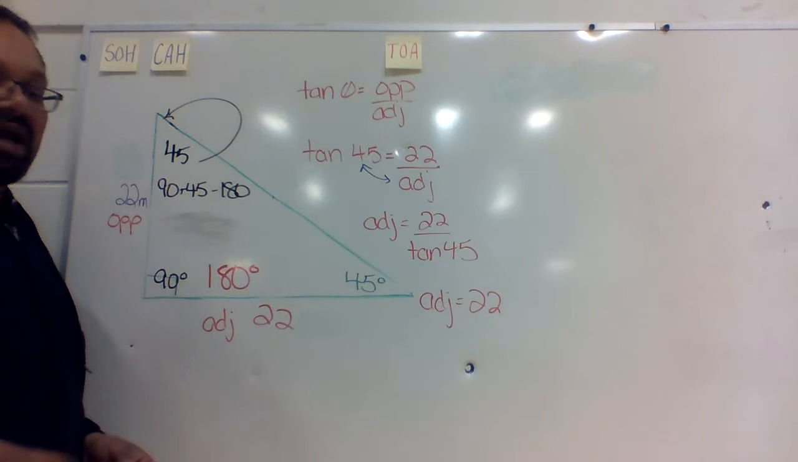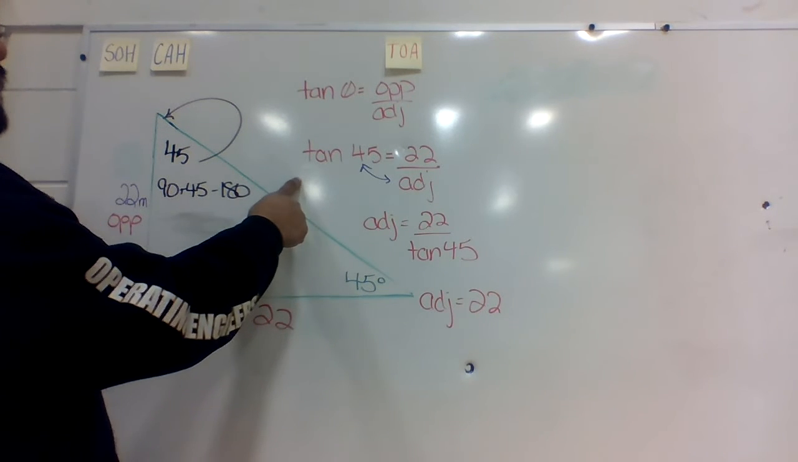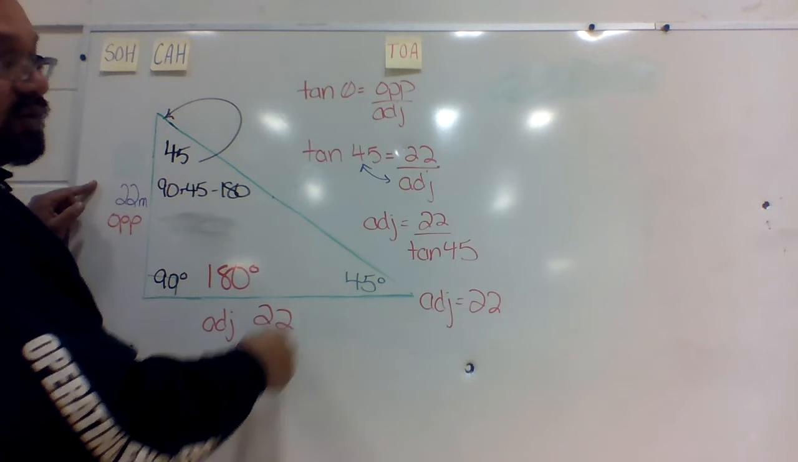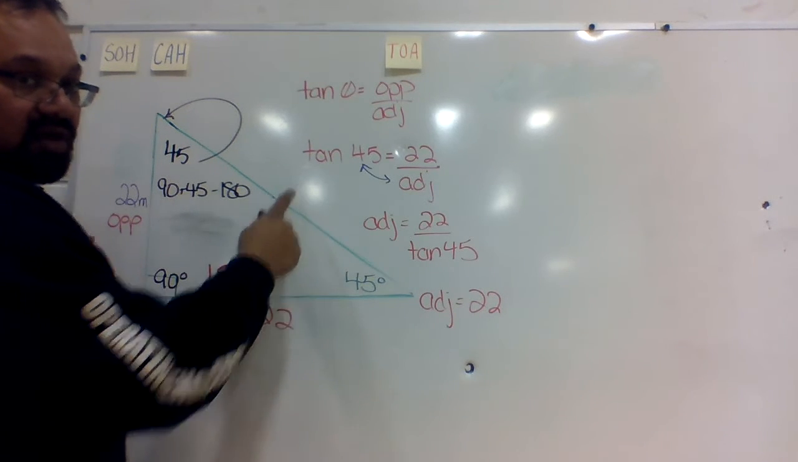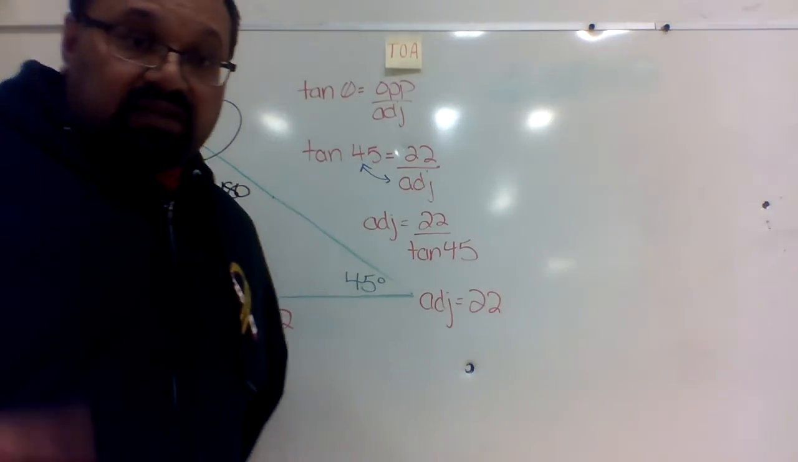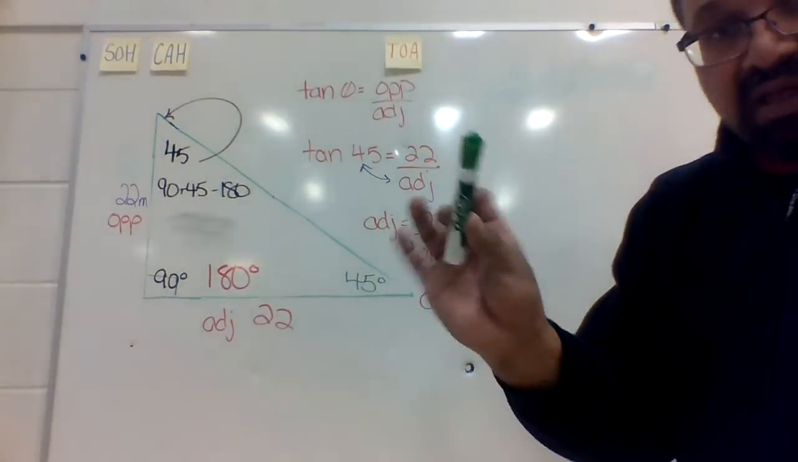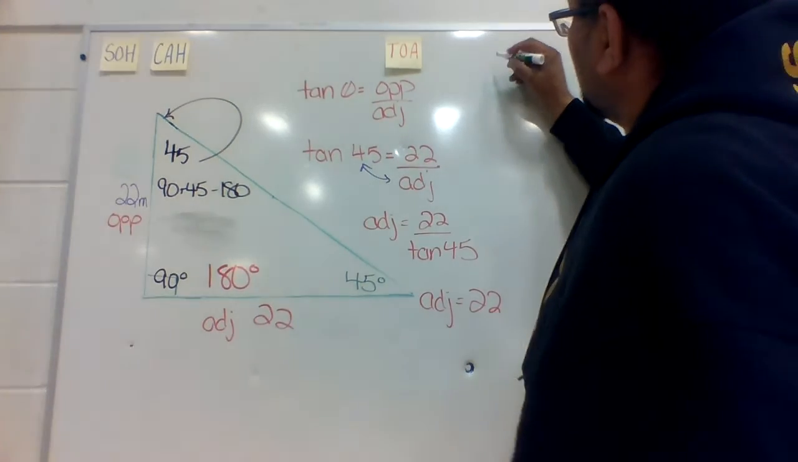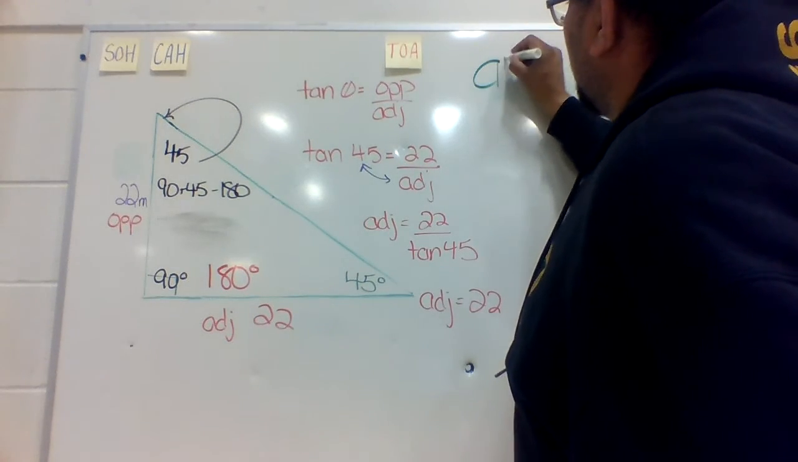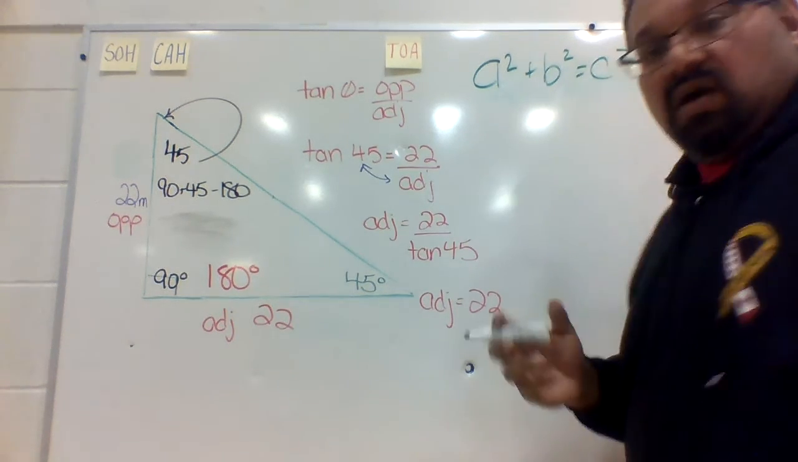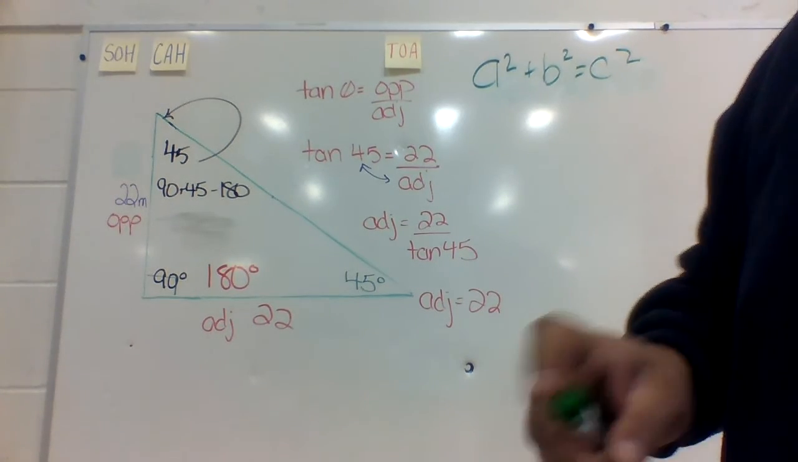Now the question is, how do we figure out the last side? We have the two at 22 and 22, and we just want to figure out the hypotenuse. Well, hypotenuse, we know the formula for that. That's Pythagorean's theorem. So I'm going to write it in this green. So if we go a squared plus b squared equals c squared, we're actually going to get what it is.